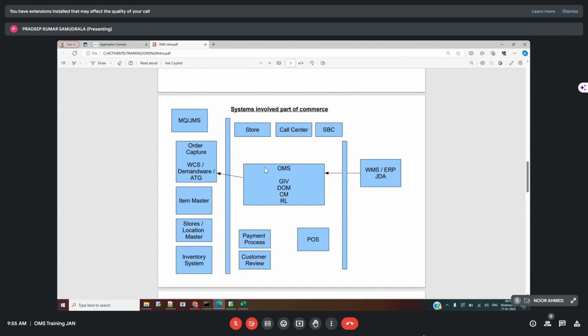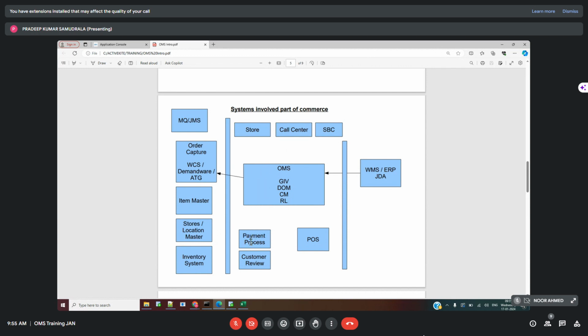And the main part is OMS, that is our order management system. Within the order management system, we have different modules which we are going to talk about throughout these sessions. One is global inventory visibility, distributed order management, catalog management, and reverse logistics. We will be touching on all these modules in one session or another throughout this training.